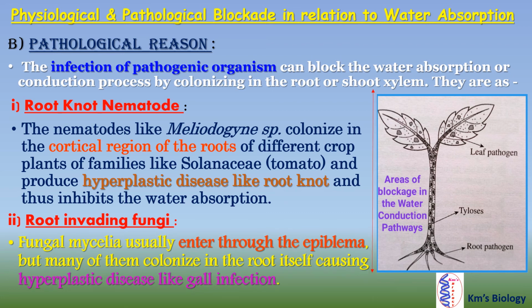Another important reason is pathological. The infection of pathogenic organisms can block the water absorption or conduction process by colonizing in the root or shoot xylem. These are as follows. The first reason is root knot nematode. Nematodes like Meloidogyne species colonize in the cortical region of the roots of different crop plants of families like Solanaceae and produce hyperplastic disease like root knot, and thus inhibit water absorption.